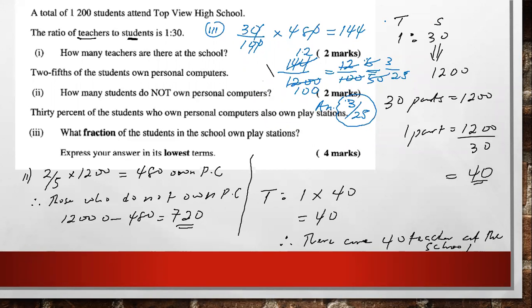Right. So this part here is number 1. We started number 1 from this side, coming down. All this part is number 1. Then we have number 2 this side, and number 3 that side. And that will give you 8 marks: 2 marks to find how many teachers are in a school, 2 marks for those who do not own a personal computer, and 4 marks for the fraction part. Are we clear?